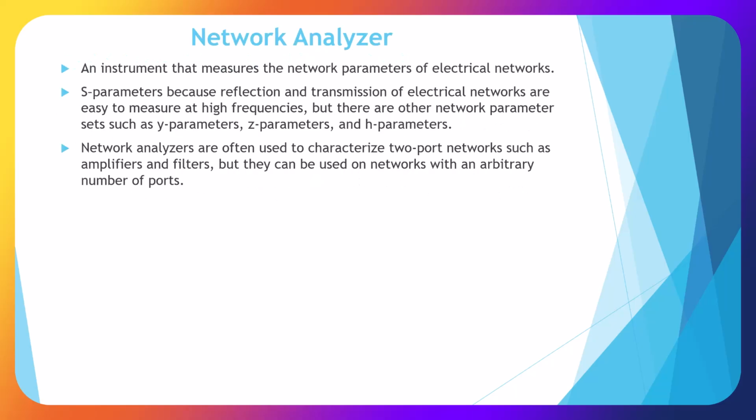Okay, next is a network analyzer, and this is not computer networks. This is a multiple port analyzer for communication. So we could find S parameters because reflection and transmission of electrical networks are easy to measure at high frequencies. And we could also measure Y parameters, Z parameters, and H parameters. A network analyzer is used to characterize two-port networks such as amplifiers and filters, but it could be used on networks with an arbitrary number of ports. So we can analyze different components in a communication system.